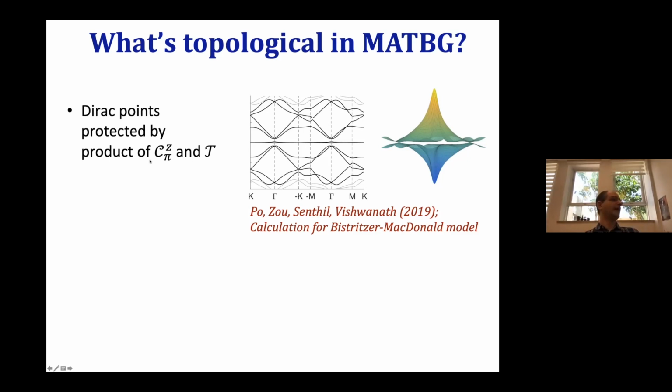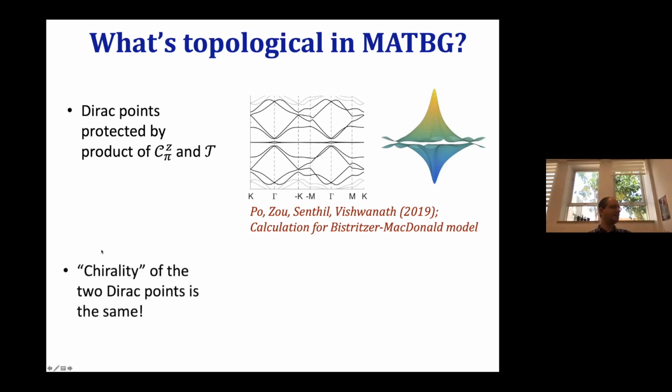They're protected by the product of a 180-degree rotation around the z-axis and time reversal. In fact, this is the same symmetry that protects the Dirac points in regular graphene. This is what prevents a gap from opening. For instance, if you turn on a sublattice potential, that breaks this combined symmetry because it breaks C2, and that opens a gap. So this just looks like a miniature version of graphene, if you like, but it turns out that there is something special about this pair of Dirac points.